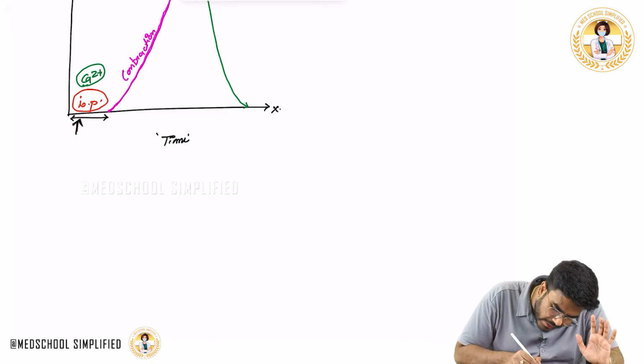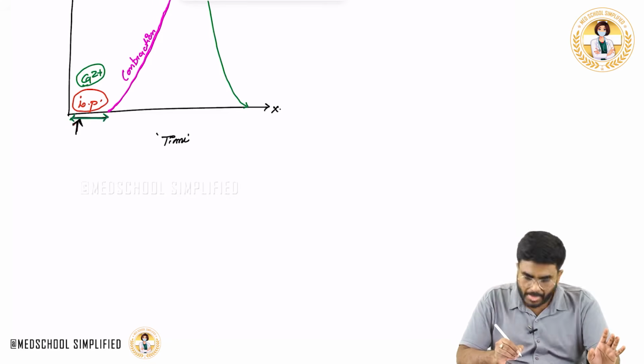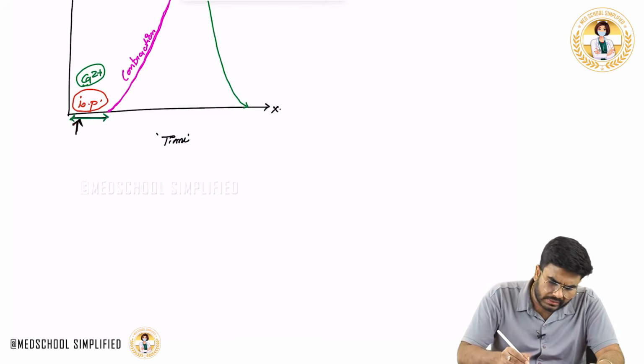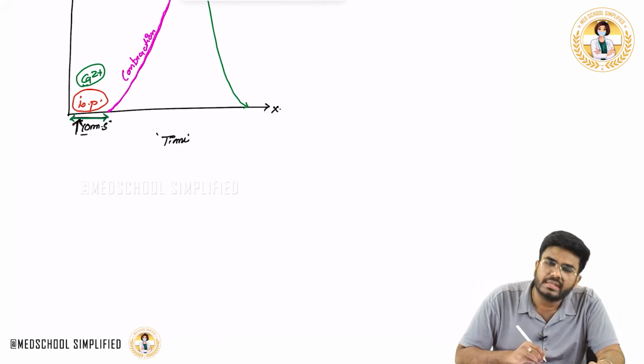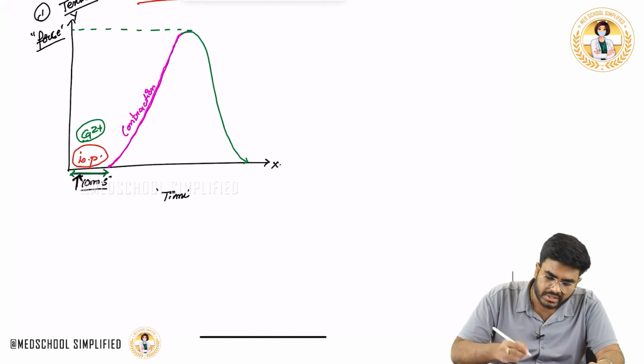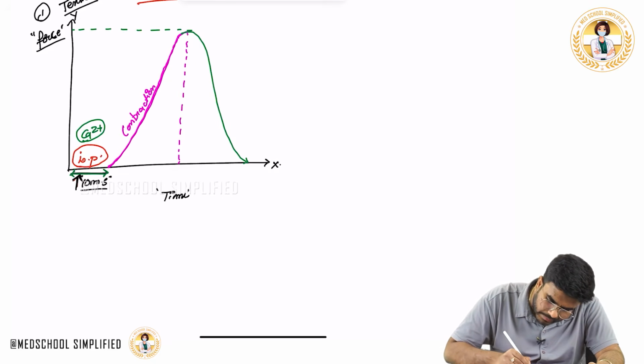So what is this phase called? The first phase is called the latency period. Now, the time for this latency period will be somewhere around 10 milliseconds. Immediately after that there will be contraction. Now, how much time will this contraction take? The contraction is going to take a time of 40 milliseconds.